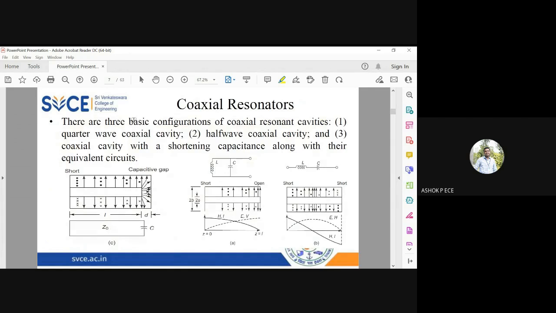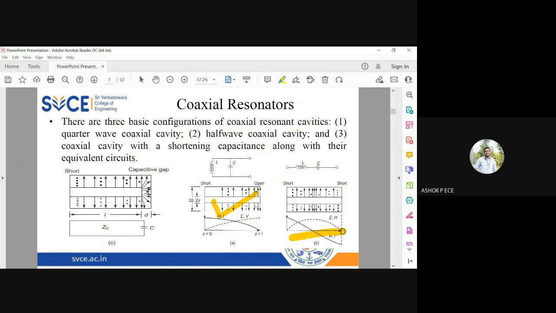factor. So three configurations are available. One is a quarter wave coaxial cavity, a half wave coaxial cavity, and a coaxial cavity with a shortening capacitance. What you see here, A, is going to be a quarter wave cavity, which corresponds to lambda by 4.